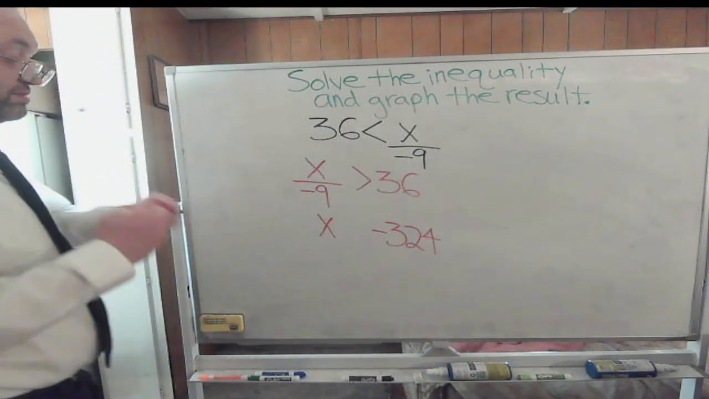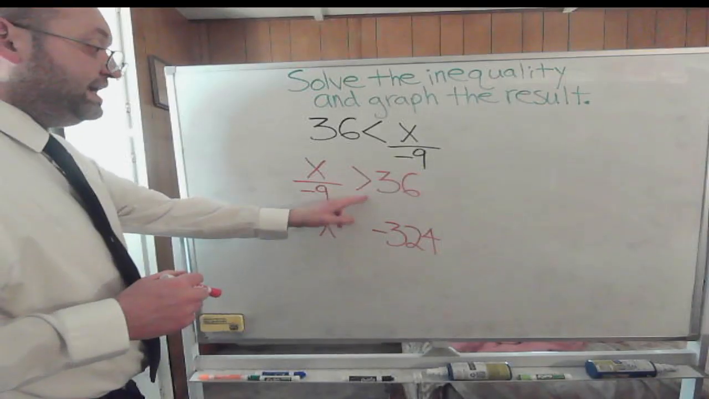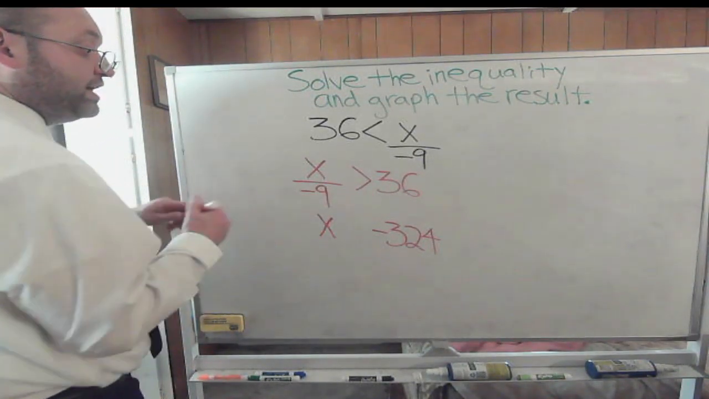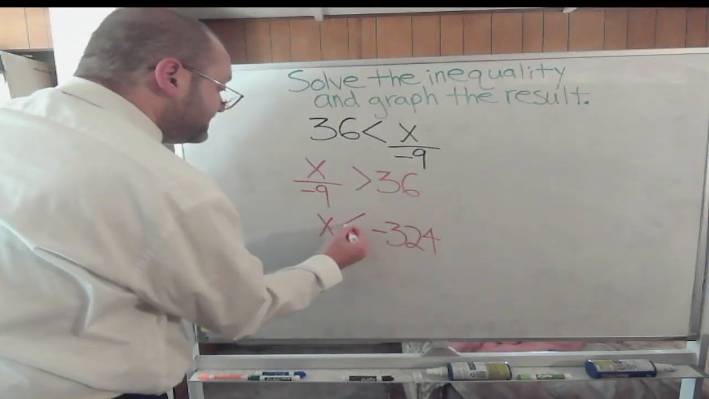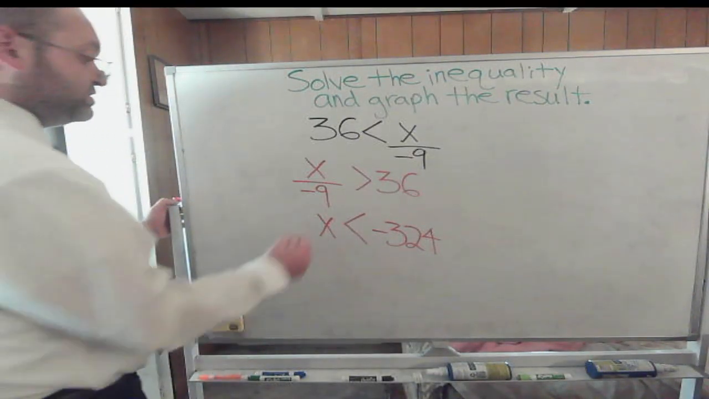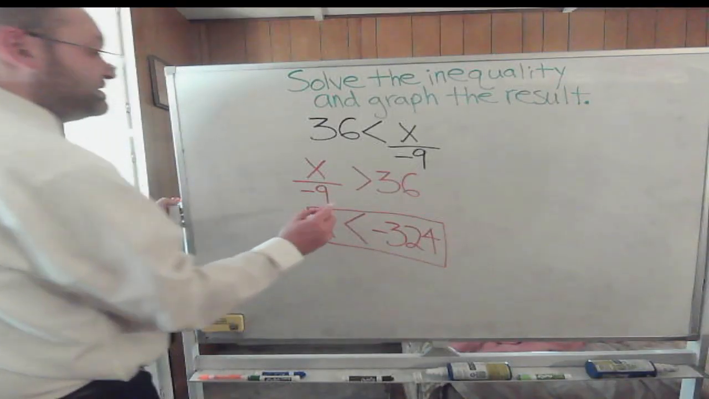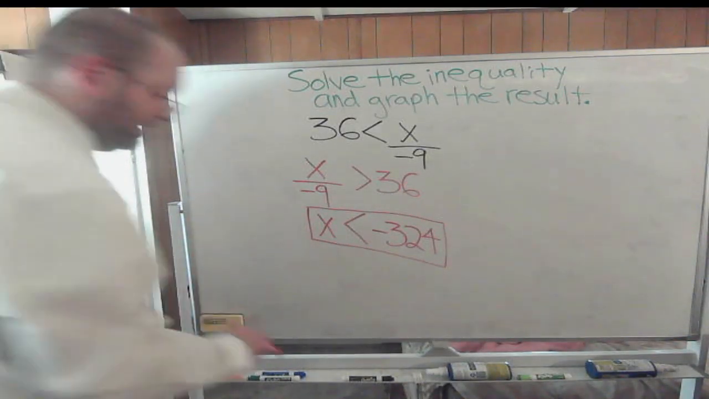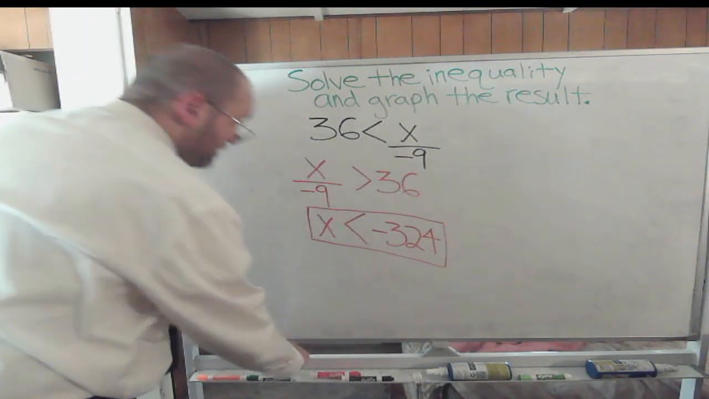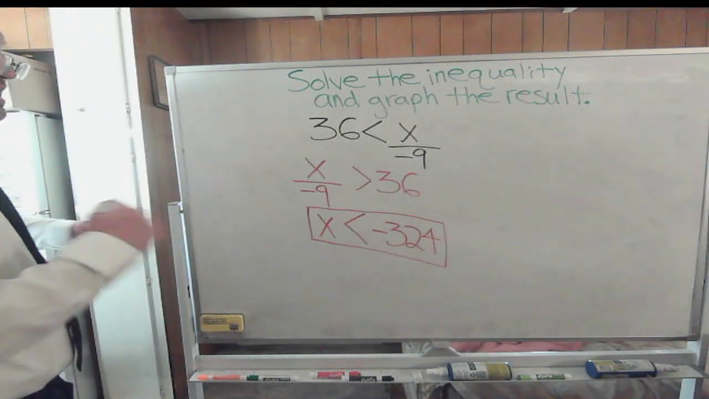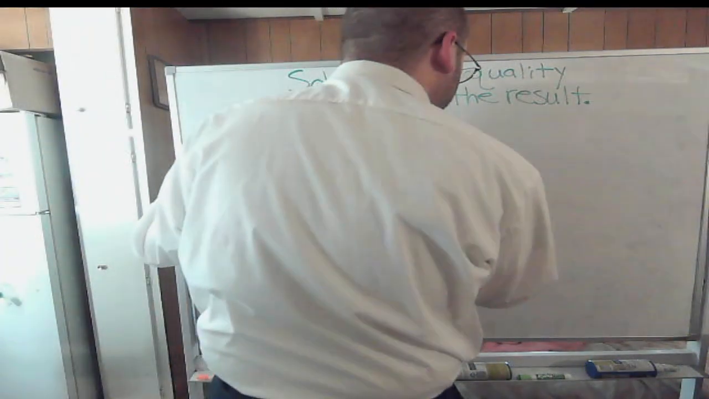But you multiplied both sides by a negative. So since there was a negative involved, it's going to flip that greater than sign into a less than sign. So you'll actually end up getting that x is less than negative 324. So yeah, x is less than negative 324. Now all there is to do is graph it.